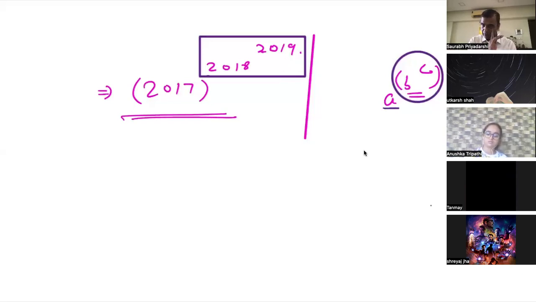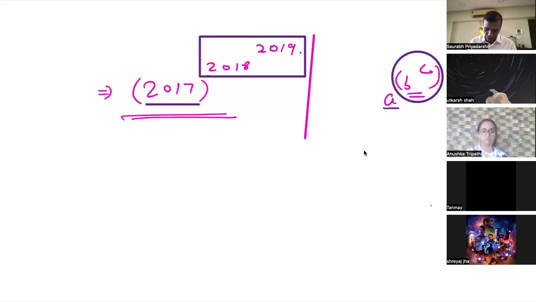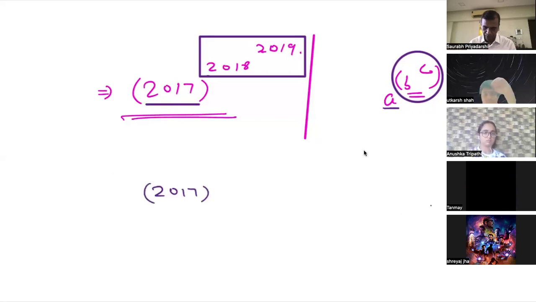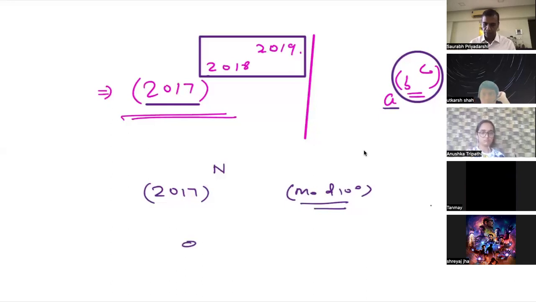Everyone, see carefully. We have to find 2017 to the power anything n mod 100. So first I have to find phi of 100. Now phi of 100 is what? 40. Means I have to write down that 2017 to the power 40 is congruent to 1 mod 100.